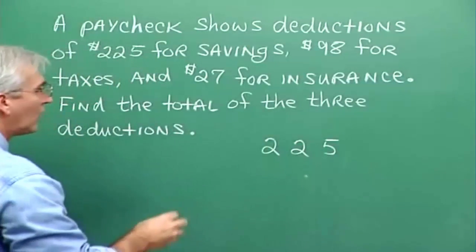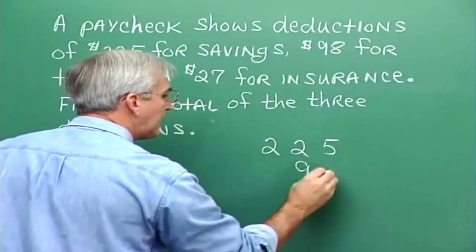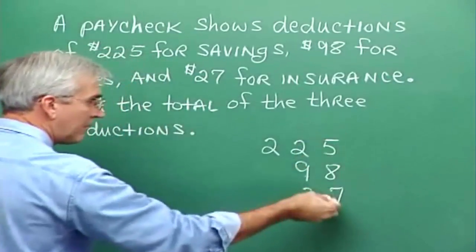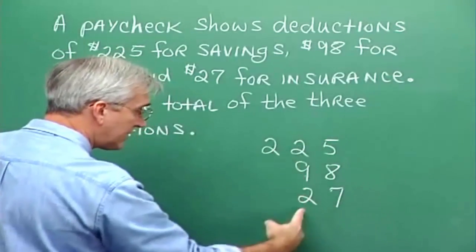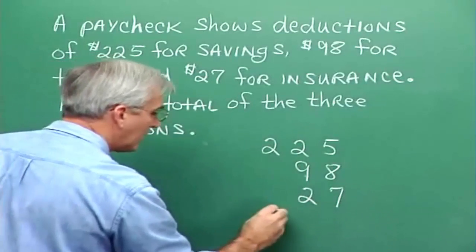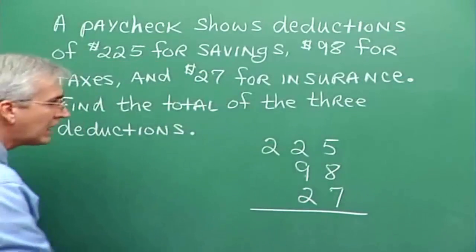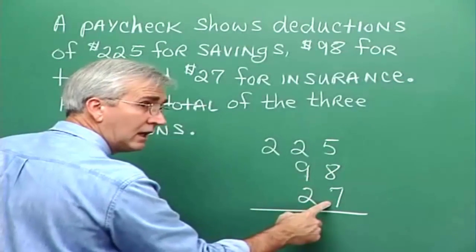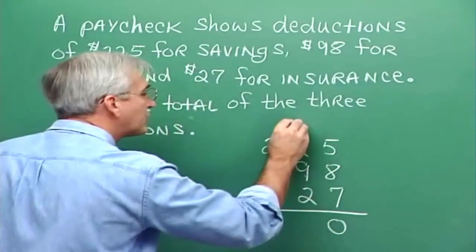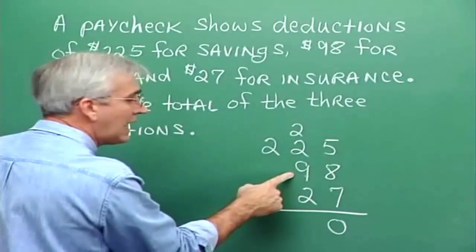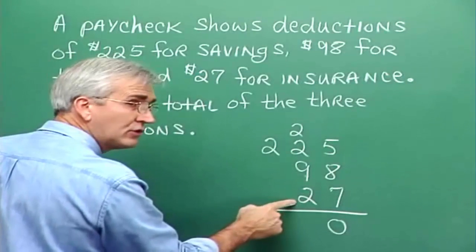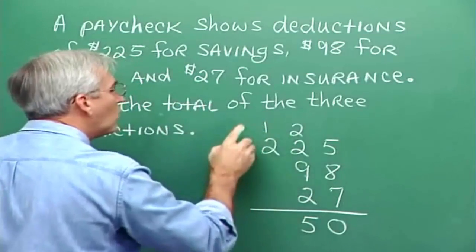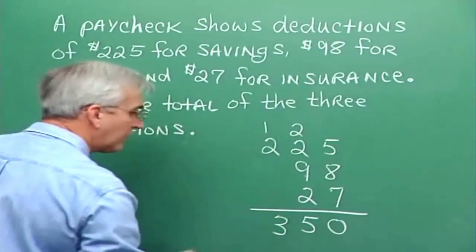Anyway, we're adding the 225, 98, and 27, so we begin by writing those in a particular way, 225, then 98, and then 27. Notice how I'm aligning the ones digits, the tens digits, and this hundreds digit, and now away we go. 5 and 8, 13, 13 and 7, 20. I'll put down the 0 in 20 and carry the 2. 2 and 2, 4, 4 and 9, 13, 13 and 2, 15. I'll put down the 5 and carry the 1. 1 and 2, 3. So 350.